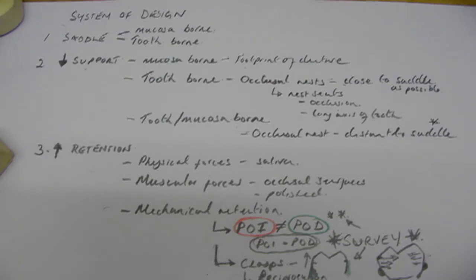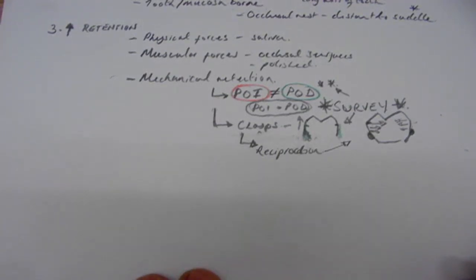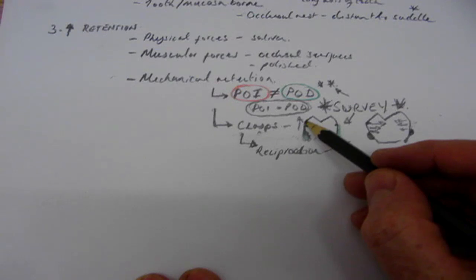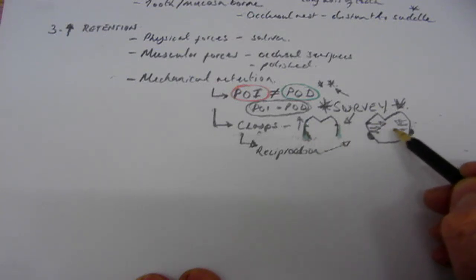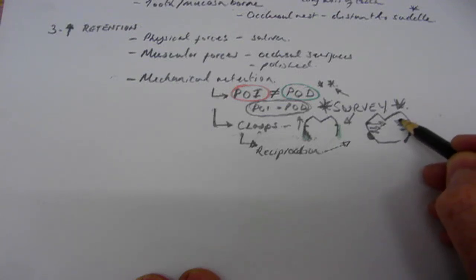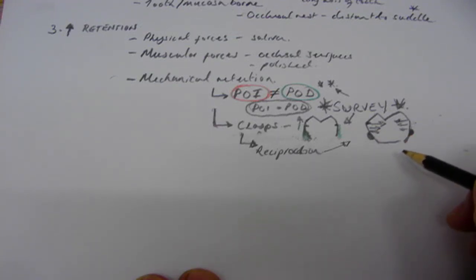So when we've provided a clasp that's going to exert a force on the tooth sideways, we must provide reciprocation to prevent tooth movement. And this is a reciprocating arm which needs to be engineered such that it exerts a force back across the tooth towards the clasping arm.